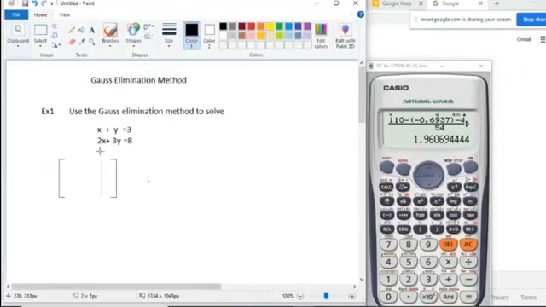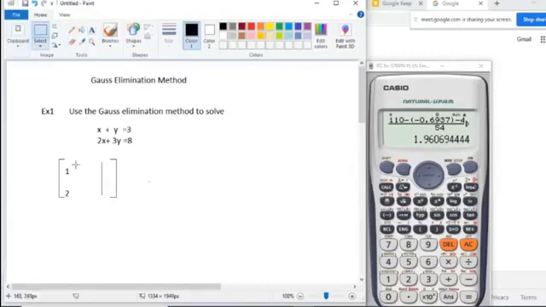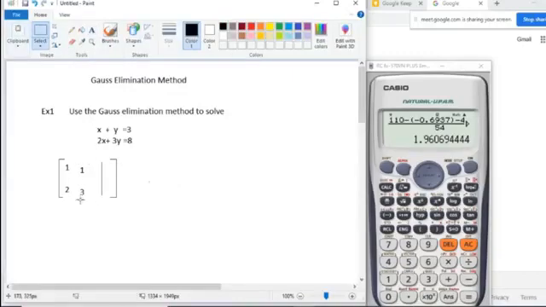Then help me, please. In front of x, you have what and what? 1 and 2. Down you have 2. Then the coefficient of x, you have 1 and 2. Then this is the first column. In front of y, you have what and what? 1 and 3. In front of y, I have 1 and I have 3.